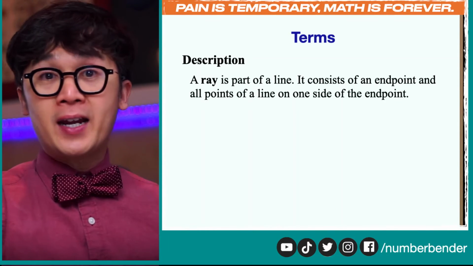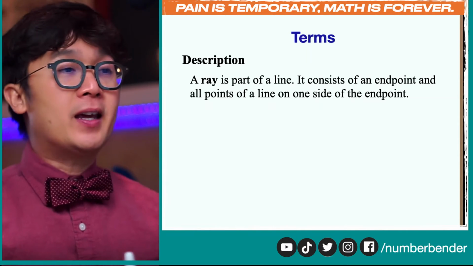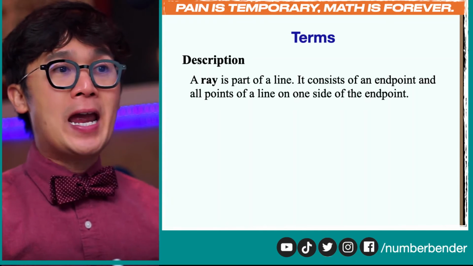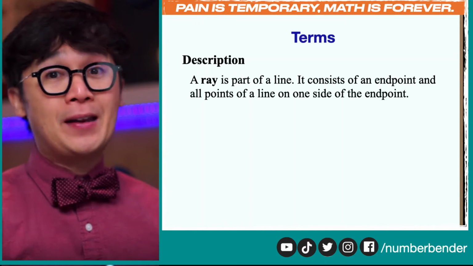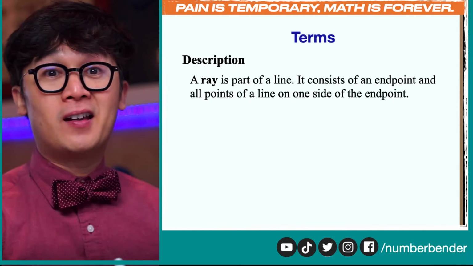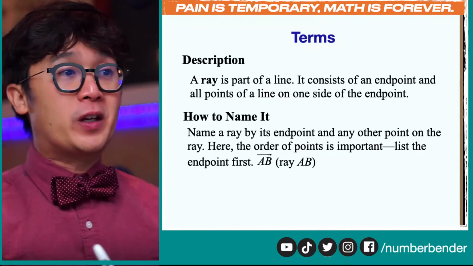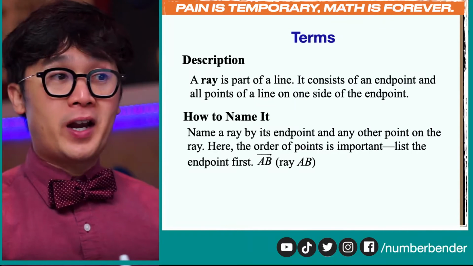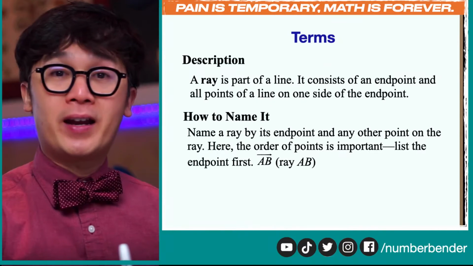Next would be ray. Ano naman ang ray sa geometry? A ray is also a part of a line, but the difference is that it consists of an endpoint and all points of a line on one side of the endpoint. So meron tayong endpoint at merong isang non-terminating point. So that means if we're going to name it, we name a ray by its endpoint and any other point on the ray. Now, ito yung importante sa pag-name natin ng ray.